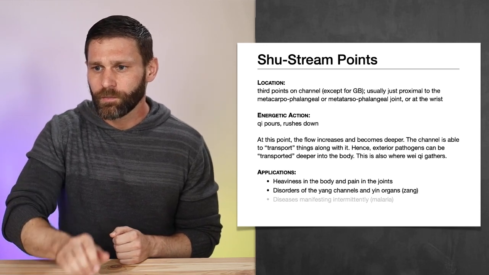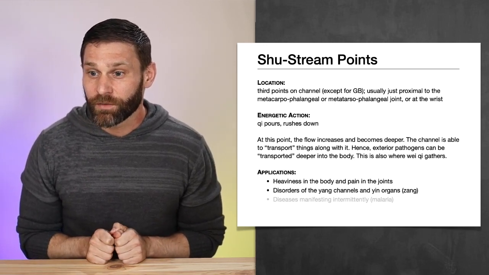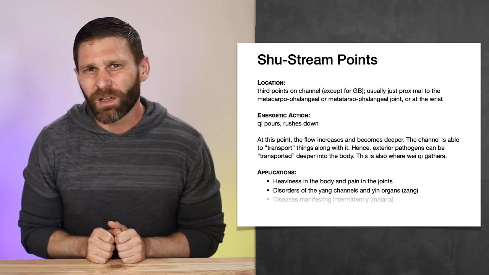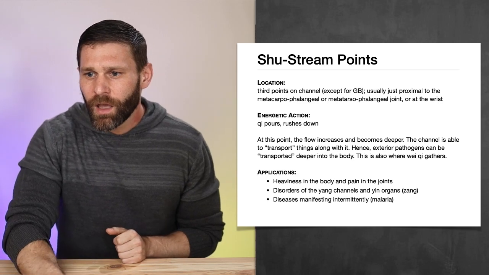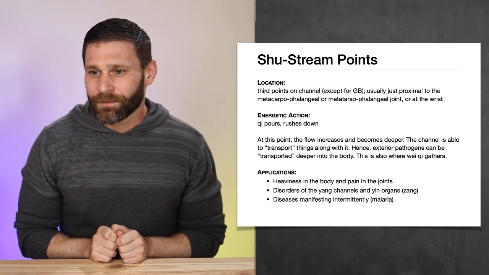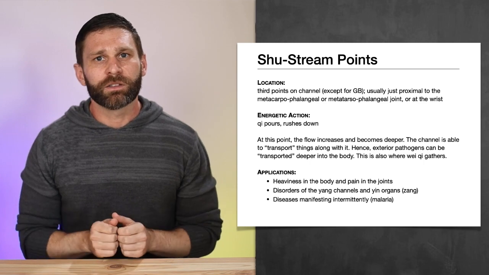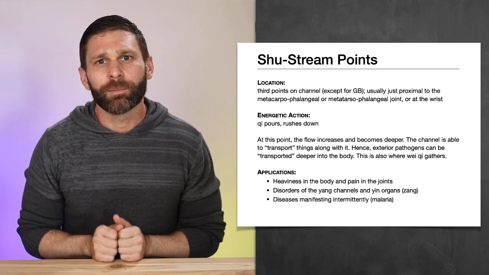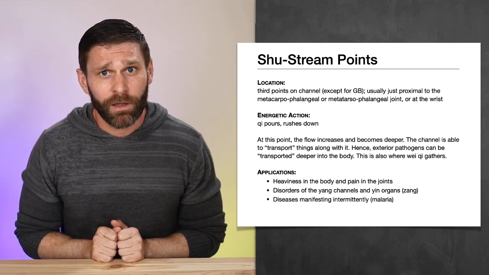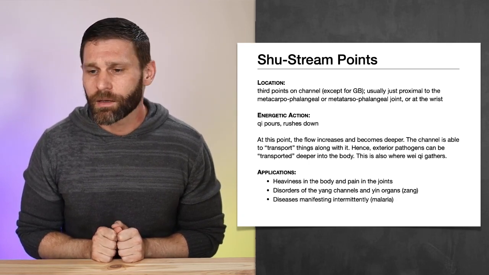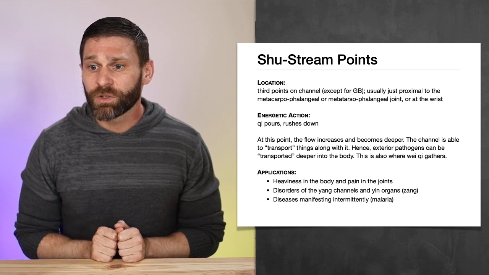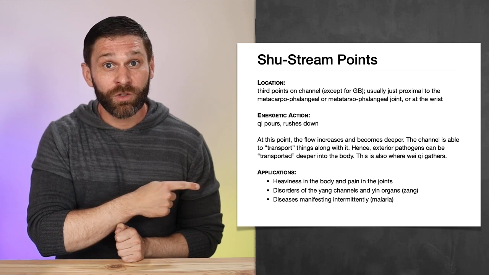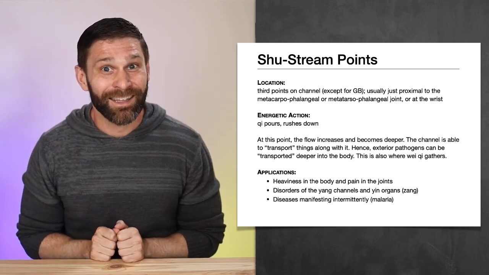And here we say disorders of the yang channels and the yin organs. I think that's similar to before. I'm not sure that comes up a whole lot. And then we say diseases manifesting intermittently. And I think this usually refers to malaria. And I think back in the day, treating malaria was a big deal. I'm not sure that we treat a whole lot of malaria with acupuncture anymore. So in terms of Shu-Stream points, the thing that I would remember is heaviness in the body and pain in the joints. And that has to do with dampness.